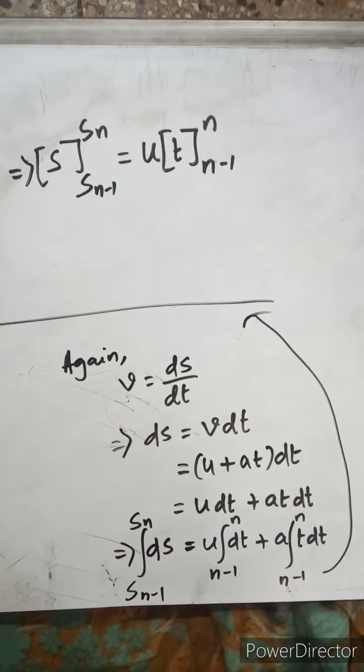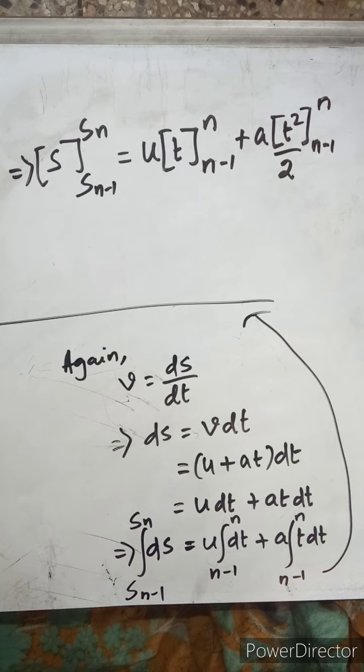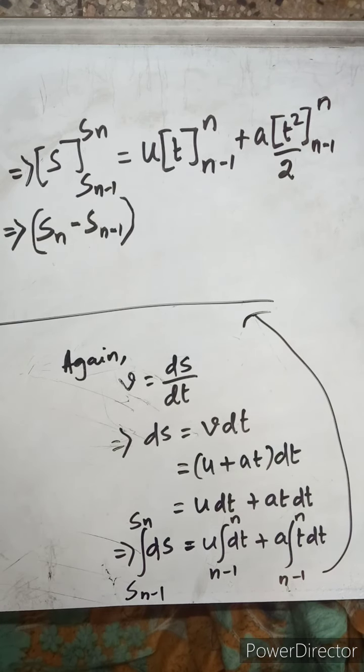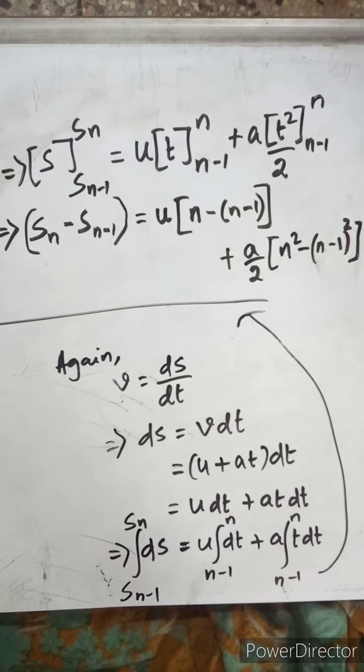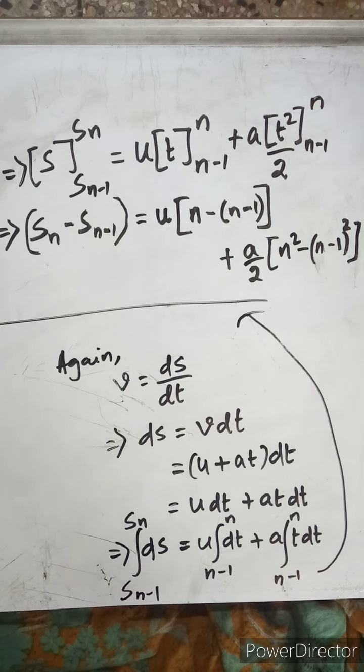So the integration of ds, with s taken from s n minus 1 to s n, is equal to u t taken from n minus 1 to n, plus a by 2 times t square, again taken from n minus 1 to n. So this is the upper limit minus the lower limit: on the left hand side, s n minus s n minus 1, is equal to u multiplied with upper limit n minus lower limit n minus 1, plus a by 2, where 2 is the constant so it goes outside, and the bracketed term, that is n square minus n minus 1 whole square.